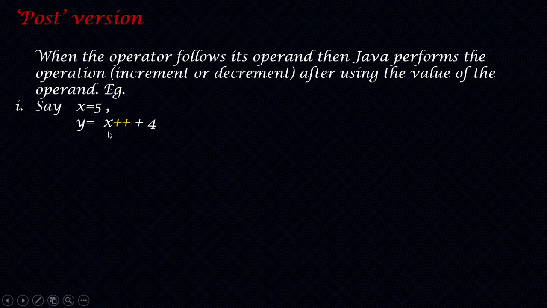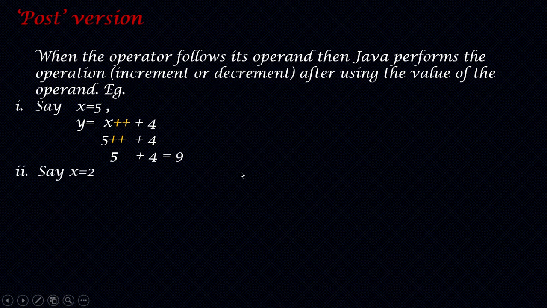So in this example, what is happening here? First the value will be utilized, then it will be increased. So the value in this case, we are having x will remain same. So 5 plus 4, since it is post decrement, the value in this case will not increase, and 5 plus 4 equals to 9 will be stored in our variable y.